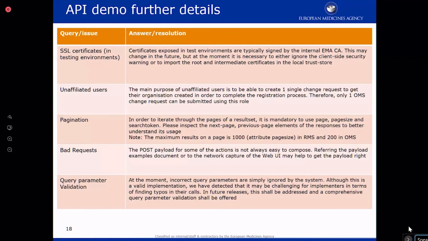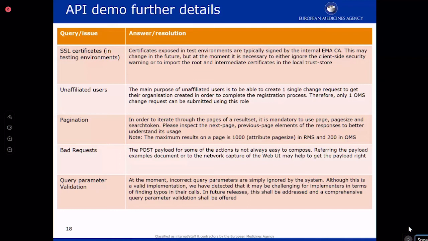The concept of unaffiliated user may not be clear, so I just want to specify what the main purpose of having an unaffiliated user is. It is to be able to create one single chain request to get the organization created, so you complete the registration process. That means that once you are an unaffiliated user, you can submit one single chain request in OMS to get the registration process. Once the registration of the organization is approved, then you can have a more proper role, let's say industry or NCA.